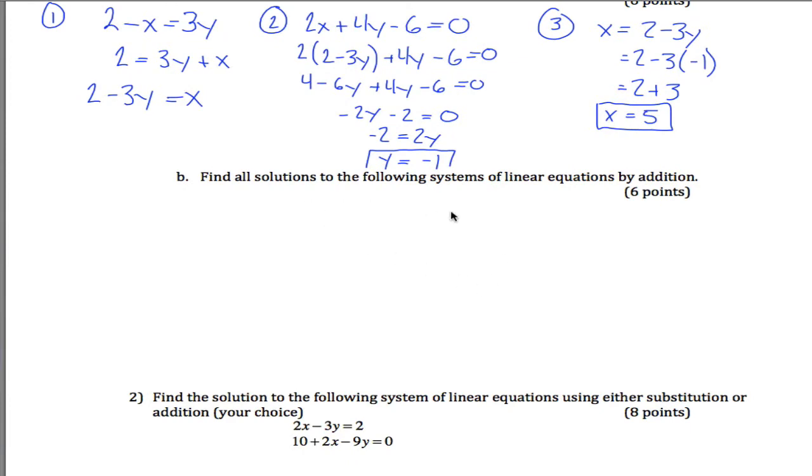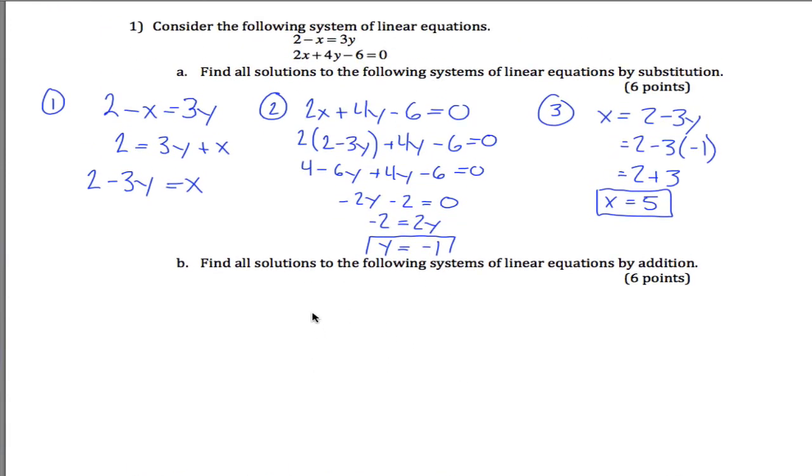All right, find all solutions to this system using addition. Okay, to use addition, you want to line everything up. So this first equation, I got negative x, maybe minus 3y plus 2 equals 0. I got there by subtracting 3y over to the left and then moving the 2 to the end so that things line up better with my other equation, which is 2x plus 4y minus 6 equals 0. So your first step is just to line things up.